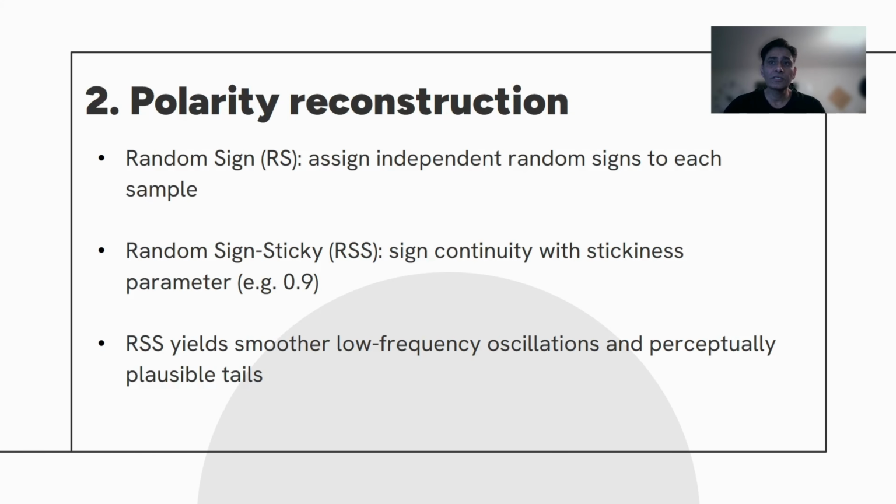The challenge is that EDCs contain no information about the sign of each RIR sample. To address this, we use stochastic sign methods such as the random sign method, which assigns a completely random sign to each sample. The random sign sticky method, however, enforces temporal consistency by keeping the sign the same for stretches of time with some probability. This makes the reconstructed signal smoother and perceptually more realistic.